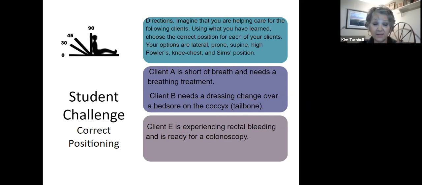Or client E getting ready for a colonoscopy. And it kind of comes together. So if you can get those scenarios to go with the terms, they can get it settled into their brain just a little bit better. This is perfect for CNA.